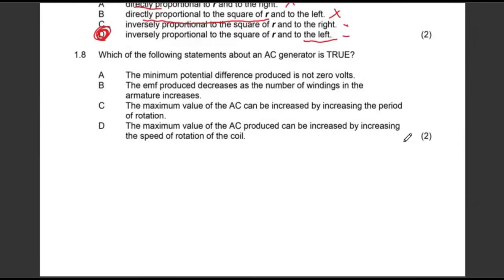Then 1.8, which of the following statements about an AC generator is true? They're telling us that the minimum potential difference is not 0 volts. This is wrong. The EMF produced decreases with the number of windings. This is wrong, the EMF must increase. The maximum value of the AC can be increased by increasing the period of rotation. Nope, you can't. Then the maximum value of the AC produced can be increased by increasing the speed. That's correct. So option D is the only correct option there.